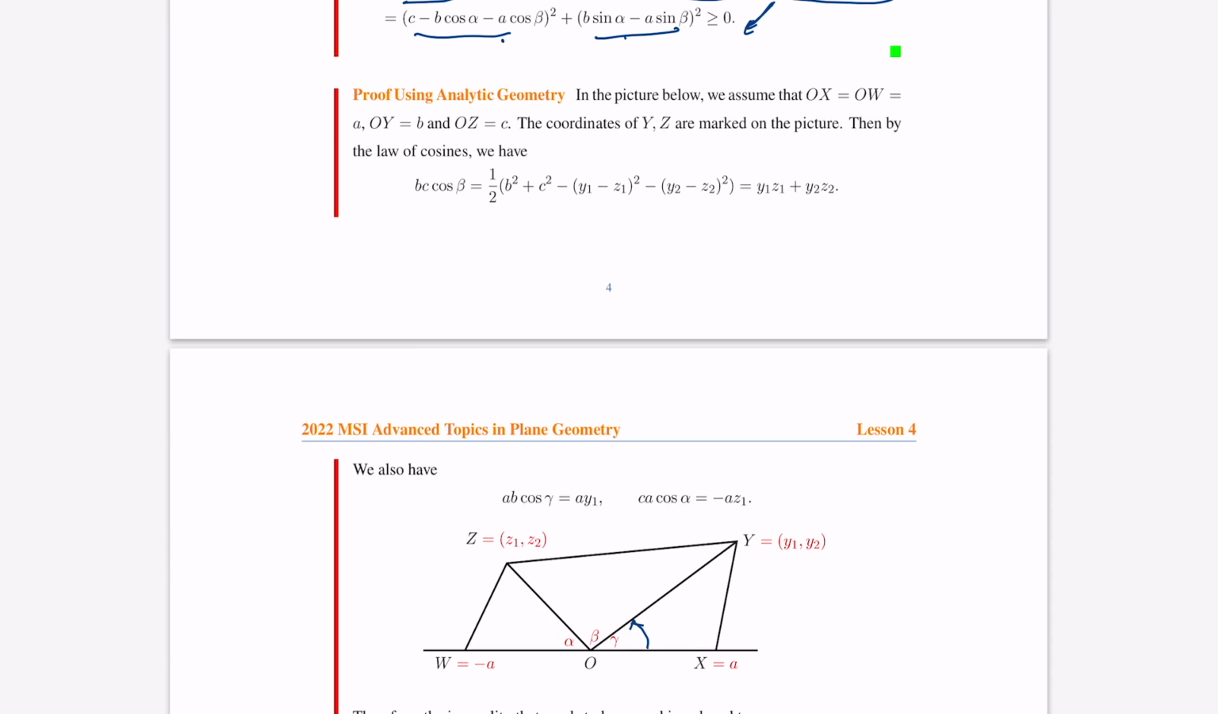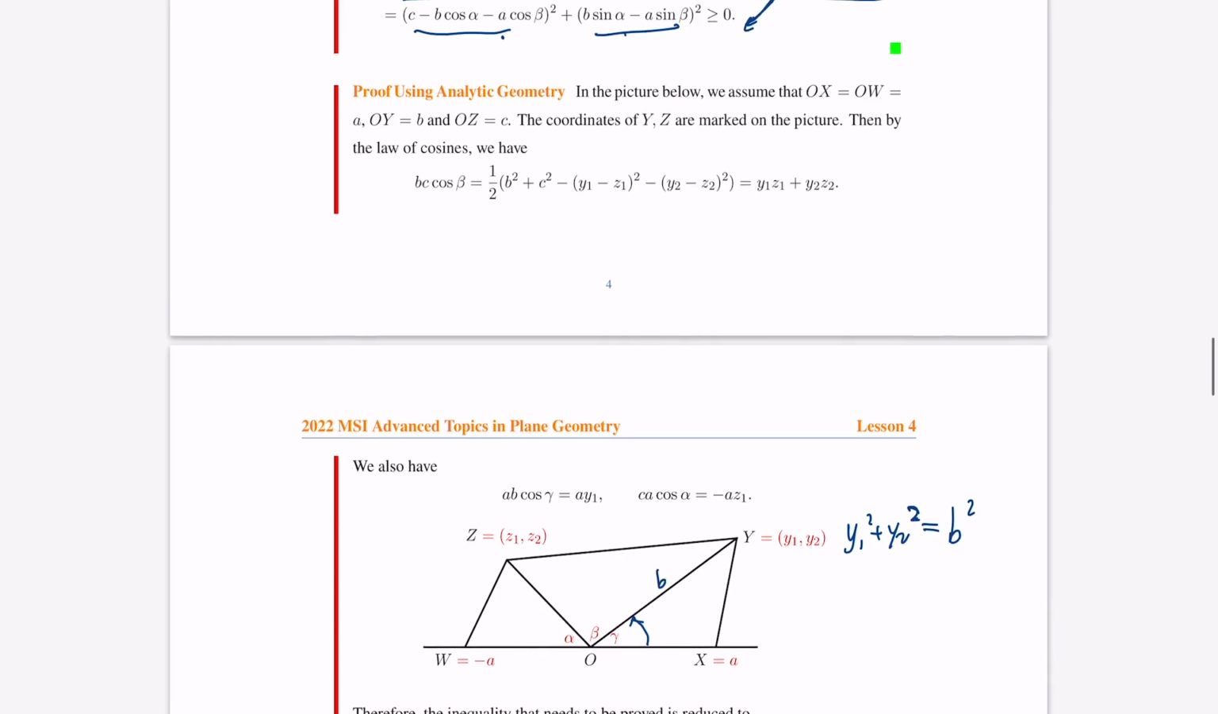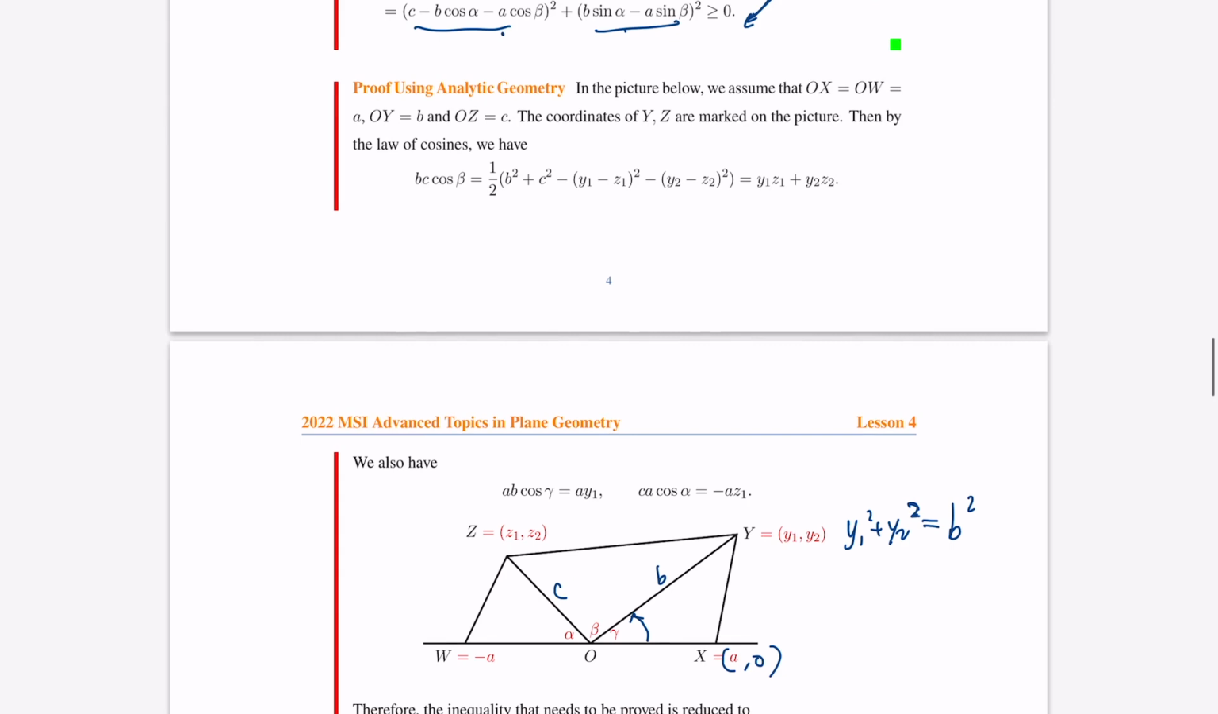So I want y1 squared plus y2 squared is equal to b squared. I want this length to be b and this length to be c. Okay, so basically I start from x equals a, 0 and I rotate the gamma angle, and with length b I get y, and starting from y I just rotate counterclockwise by beta and I get z. Okay, and this length is called c.